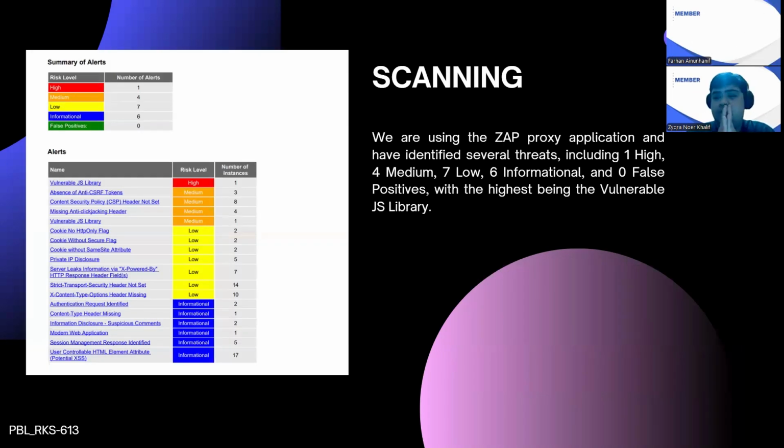Okay, thank you for the change. Next is scanning. We are using the ZAP proxy application and have identified several threats, including one high, four medium, seven low, six informational, and zero false positives, with the highest being the vulnerable JavaScript library. Next is Gita Juliani.